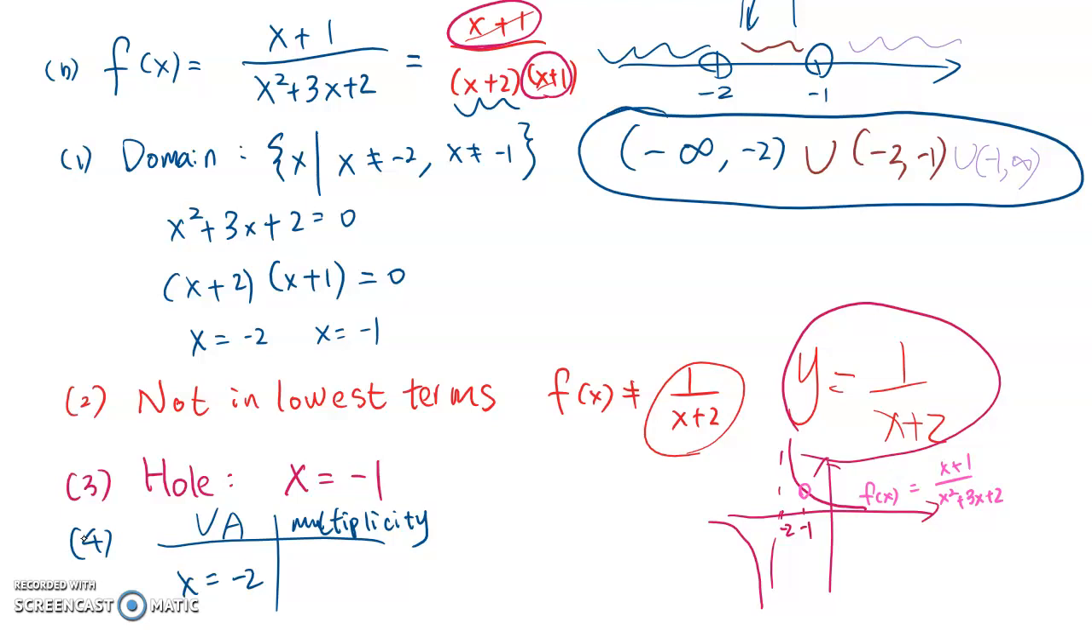And the multiplicity of this vertical asymptote, x equals -2, is 1 because that factor, x plus 2, only appeared in the denominator once. You can actually see it from the graph, right? On the two sides of this vertical asymptote, x equals -2, you can see the graph is going to two different directions. That is because the multiplicity of this vertical asymptote is odd.